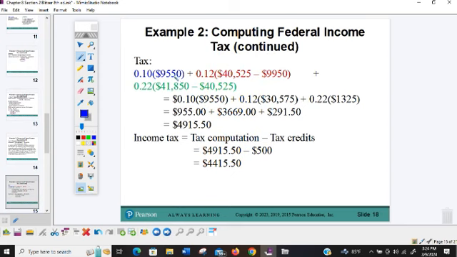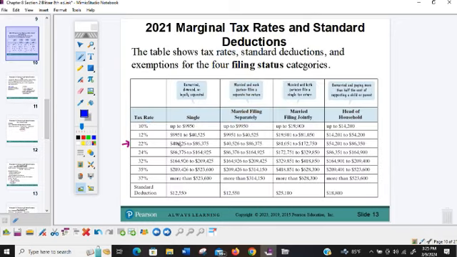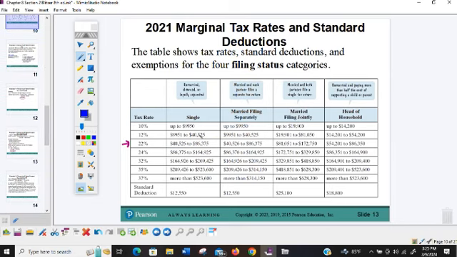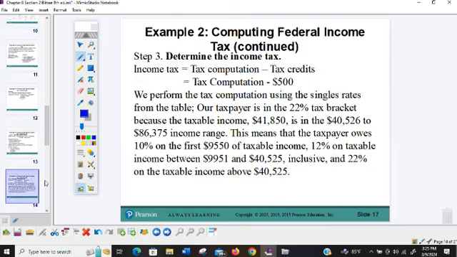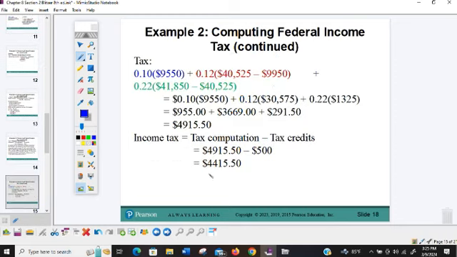So 10% on that first amount. Then you take that $40,525 minus the $9,950, okay? And you're going to pay 12% on that amount. Then you take, and remember I'm getting these numbers from the table. Let me go back to the table. Oops, wrong direction. See, we're looking at these numbers right here, okay? So lastly, we're going to take all the money that's above $40,525, and we're going to multiply that by 22%.